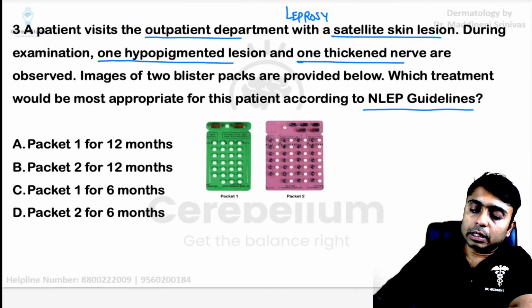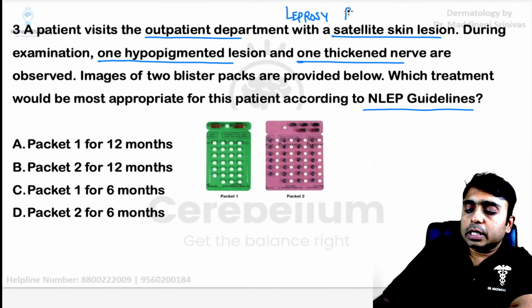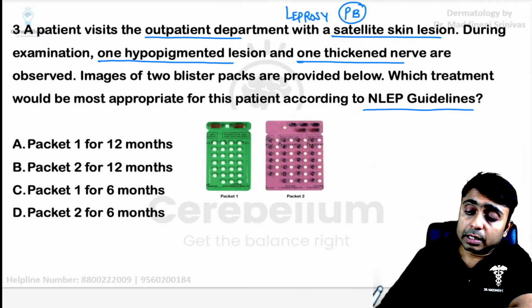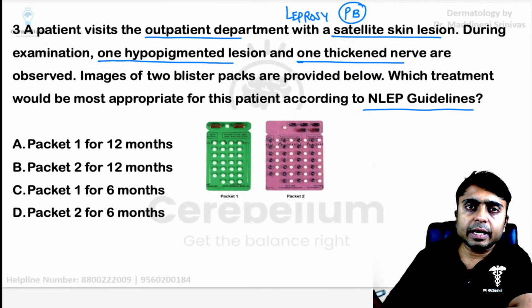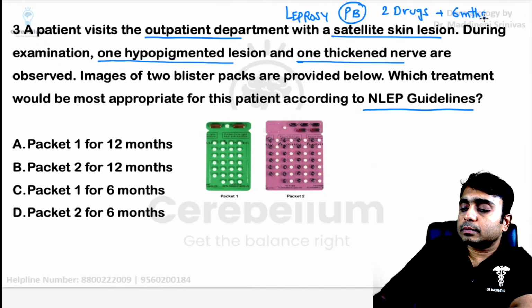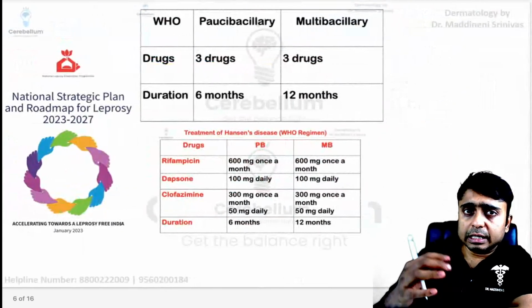Please remember, the clues given in the question are pointing towards paucibacillary leprosy. And in the old guidelines for paucibacillary, NLEP would have used two drugs for 6 months. But of late, as I have told you, there is an update.